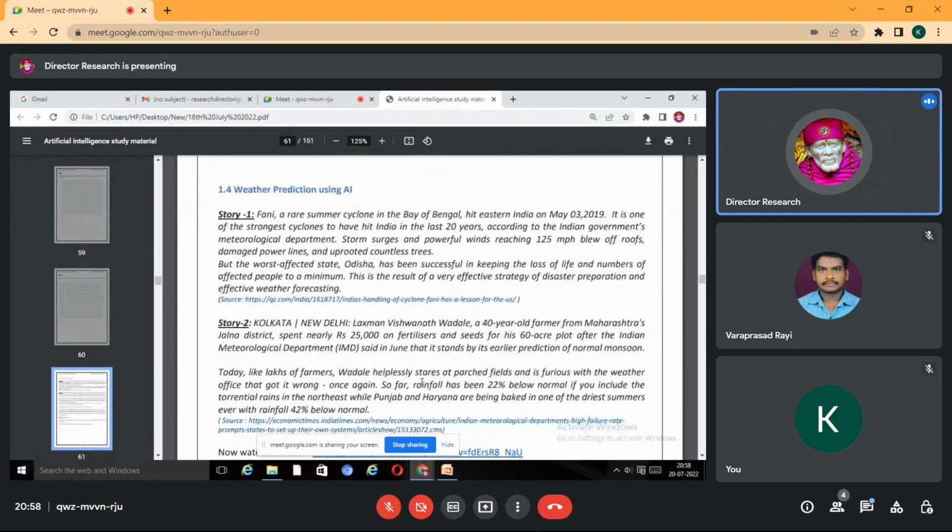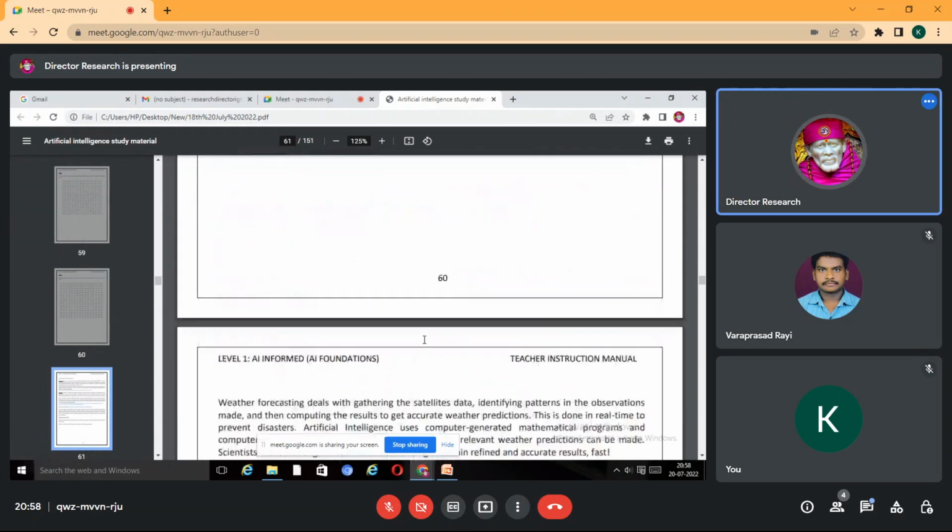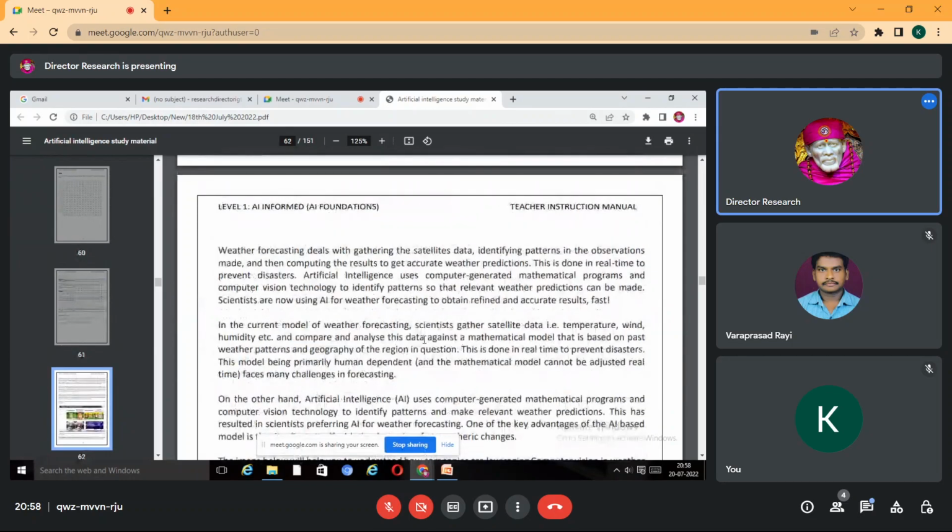Weather prediction, artificial intelligence. Location where you have to predict the weather. Prediction of cyclone. Weather forecasting deals with gathering of satellite data. Try to understand the greatness of AI technology. Identifying patterns in the observations and then computing results to get accurate weather predictions. This is done in real time to prevent disasters.